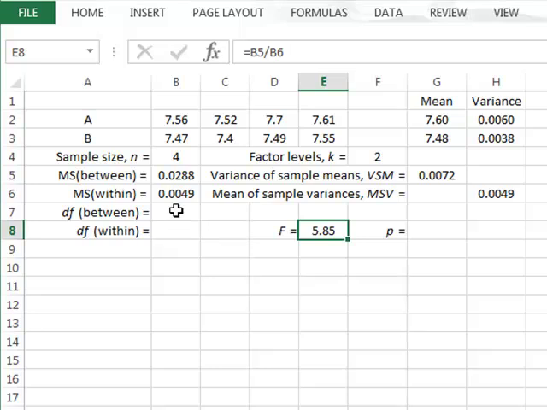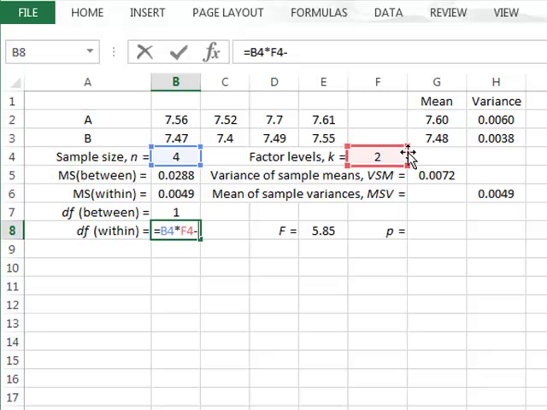And to do this, we must calculate the degrees of freedom. First of all, the degrees of freedom between the rivers is just equal to the number of factor levels, k, minus 1. The degrees of freedom within the samples will be equal to the total number of measurements, which will be equal to the sample size multiplied by the number of factor levels, but then we must subtract from that the number of factor levels k, giving us 6 degrees of freedom.